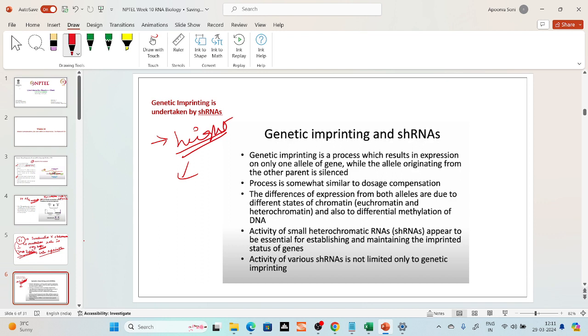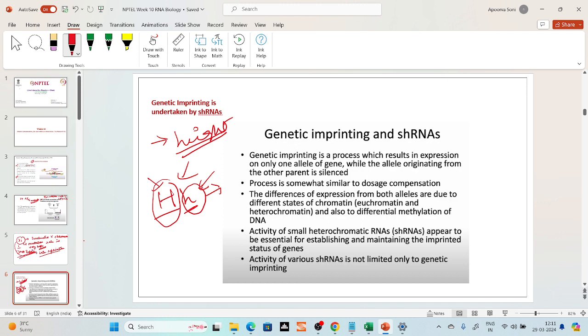Suppose a gene, like the height gene, will have two alleles, one and two. This is a normal example that I'm giving you. Suppose one of the alleles is coming from one parent, and the other allele is coming from the other parent. Genetic imprinting means that it is already imprinted that for the expression of the height gene, the allele from the mother will only be expressed. The allele from the father would not be expressed. It would be silenced. It is already decided that one of the alleles will be expressed and the other allele will be silenced. This is known as genetic imprinting.